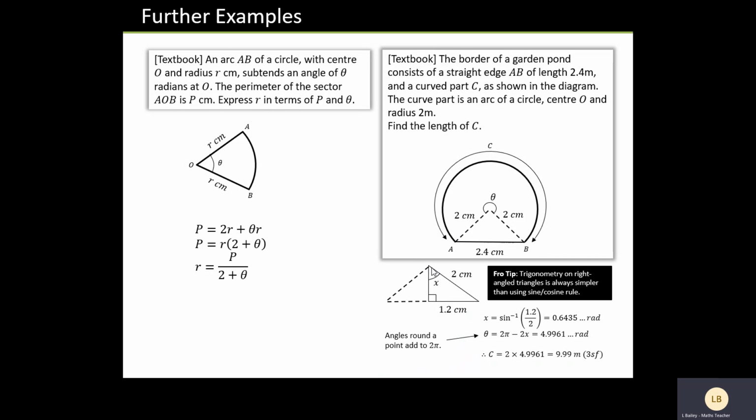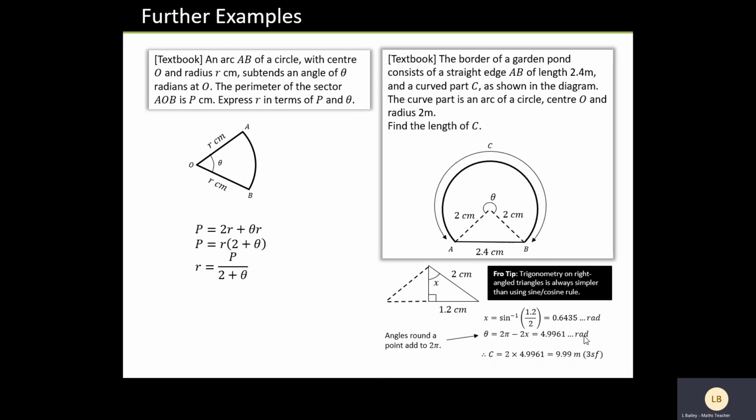Because we've split the complete angle there into 2 bits, we've worked out what half of the complete angle is. We're going to need to double that. If we take it from the number of radians in a full circle, so we're taking it from 2 pi, we've worked out what that angle is there. We're taking it from the full angles in a circle, which is 2 pi, which gives us the remaining bit, which is theta.